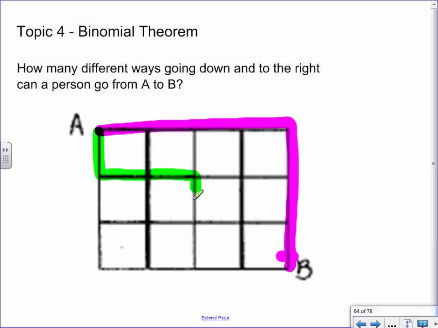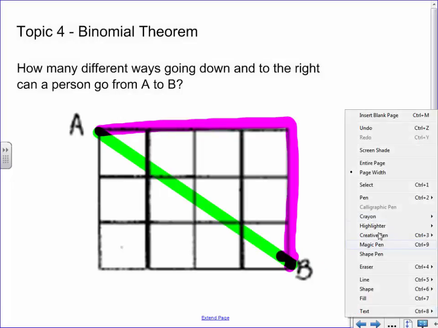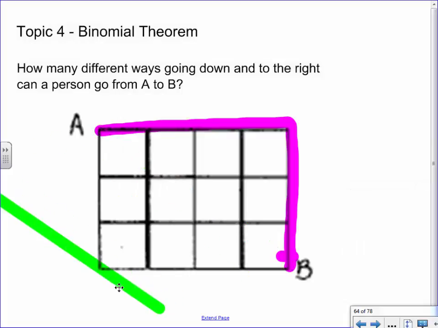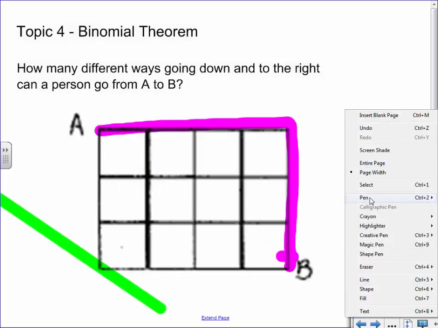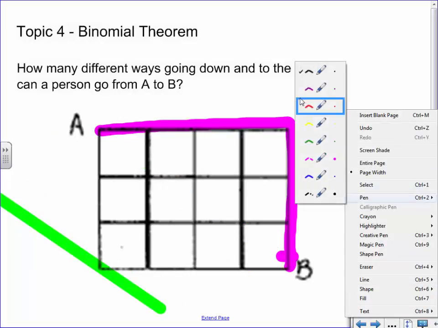In theory, you could go like a little bit of each, kind of zigzag through the middle. You guys get what I'm saying here. We've already learned how to solve this one. If you guys have forgotten, though, let's just do a quick recap.